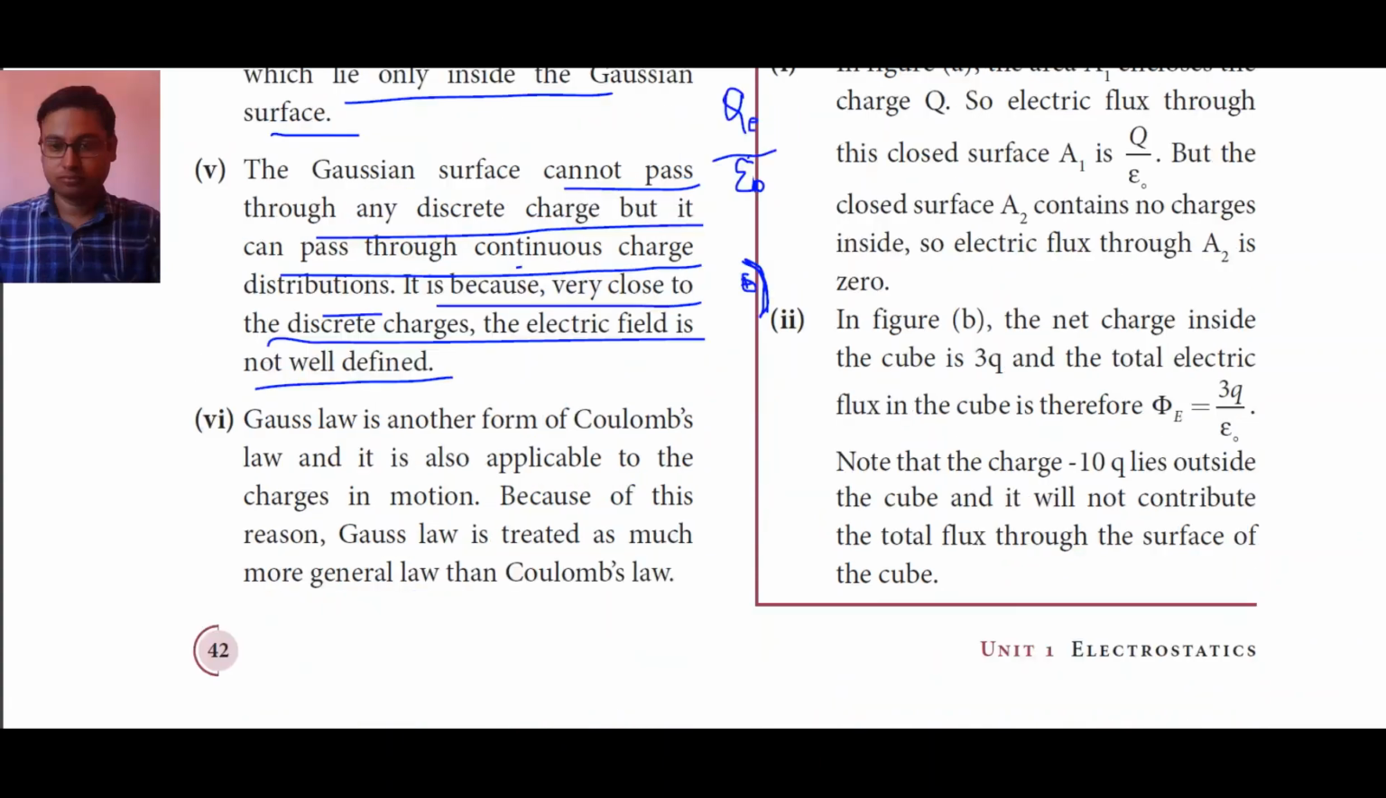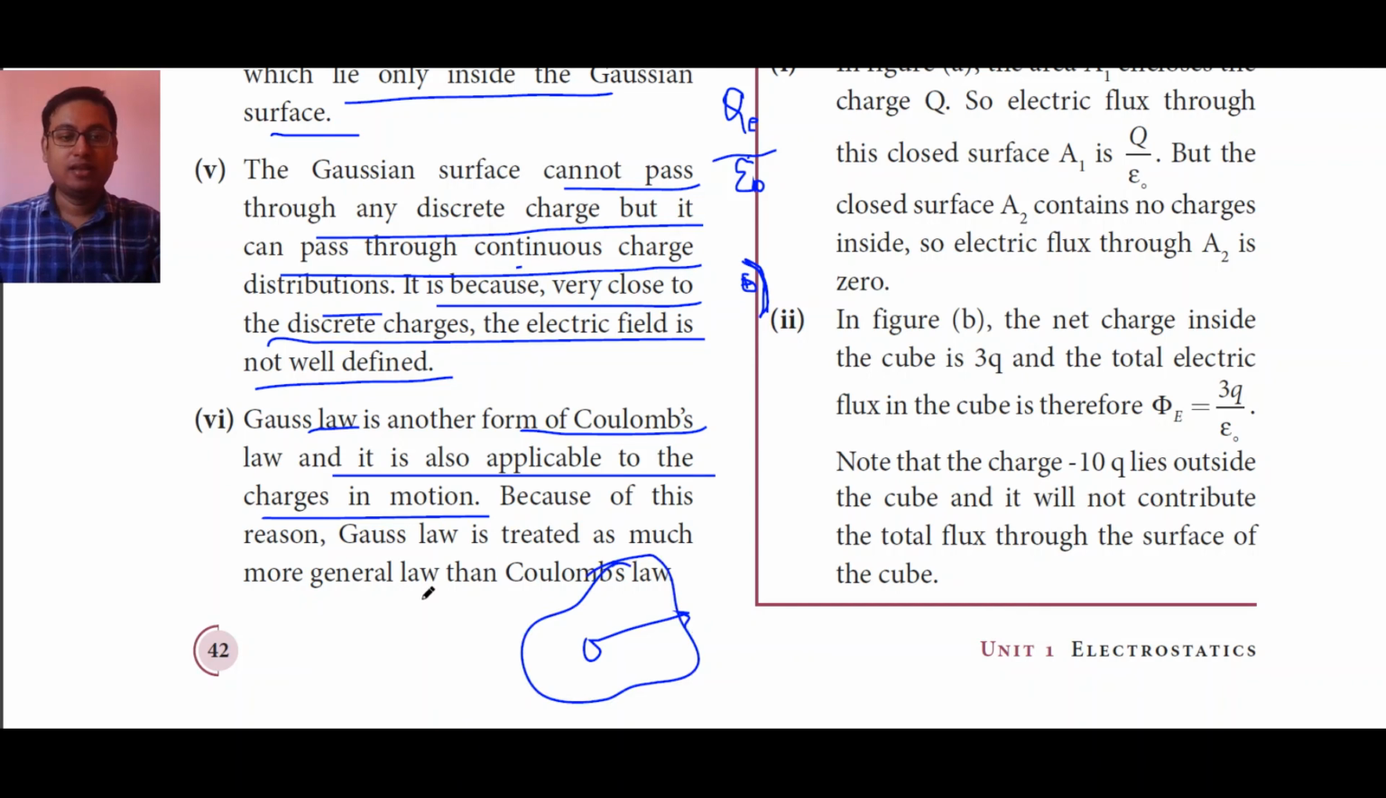So this is the last topic of Gauss law, that is Gauss law is another form of Coulomb's law and it is also applicable to charges in motion. It means if the charge is moving from its position, even in that situation we can take any arbitrary surface around it and we can find out the total electric flux at that region.